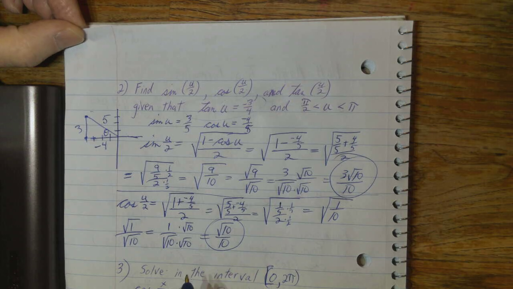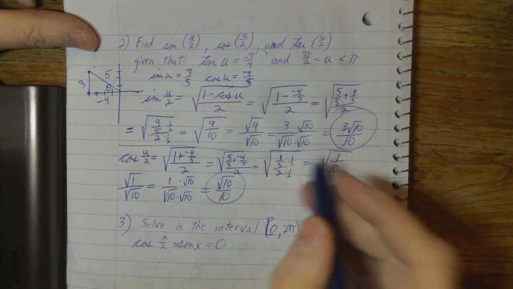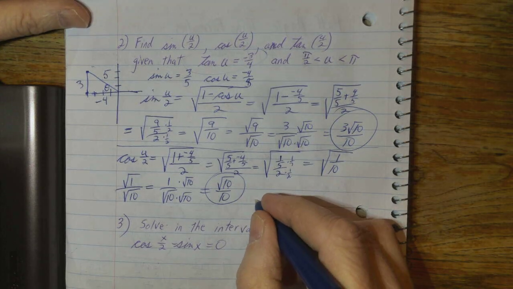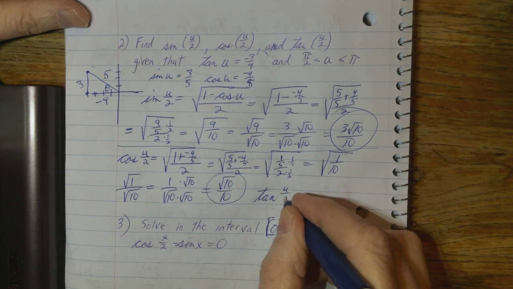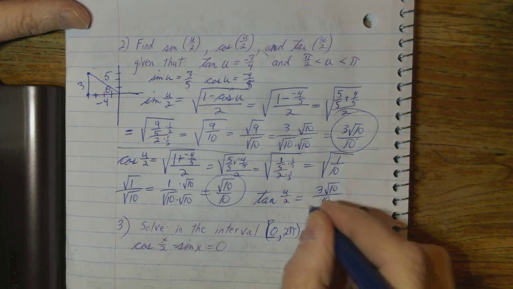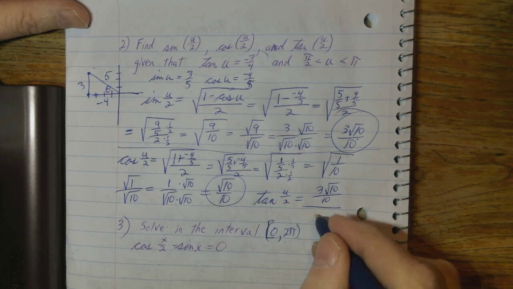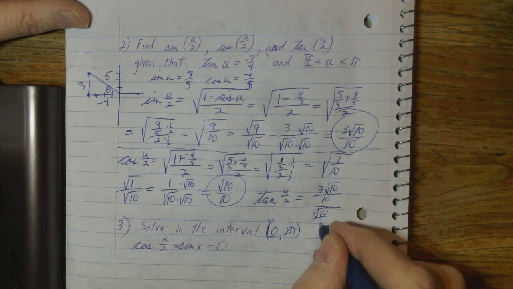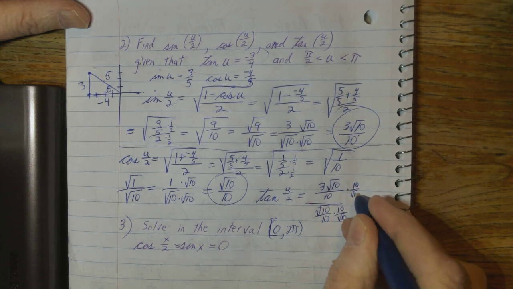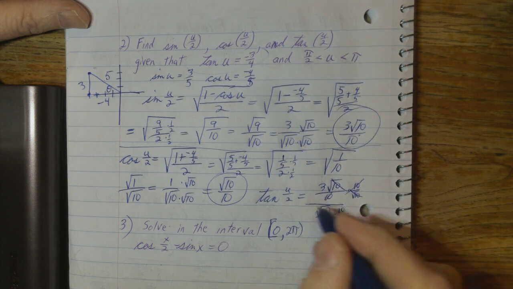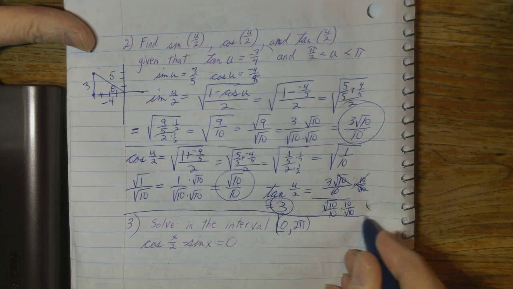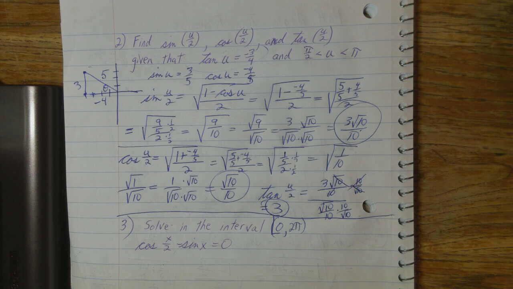And for tangent, we do have an identity for the tangent. I'm not going to use it because I have the sine and the cosine of u over 2. So the tangent of u over 2 is the sine of u over 2, which is 3 radical 10 over 10, over the cosine of u over 2, which is radical 10 over 10. If I multiply this by 10 over radical 10, and multiply this by 10 over radical 10, the radical 10s will cancel, the 10s will cancel, and we are left with a big old 3 for that one. And I kind of ran out of room there, didn't I?